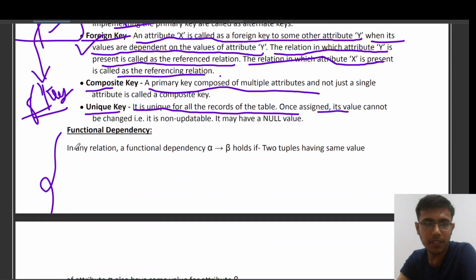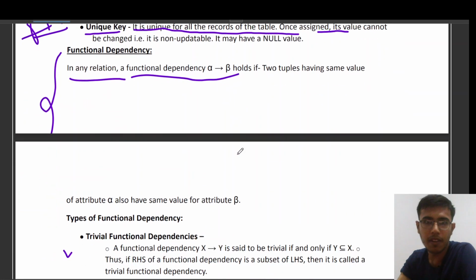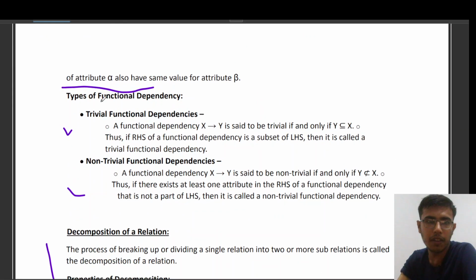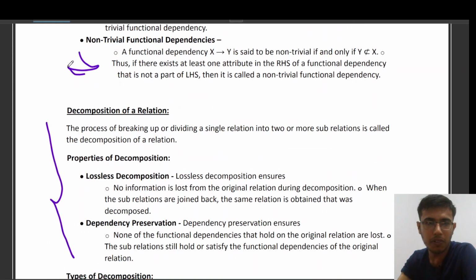So now let us come to functional dependency. If any relation has two tuples with the same value, right? Okay. Functional dependency, trivial functional dependency. A functional dependency X to Y is said to be trivial, right? This is not that important. This is not that important, right?